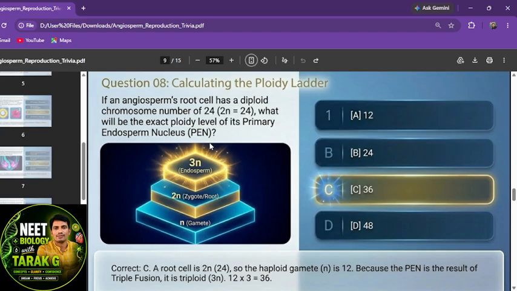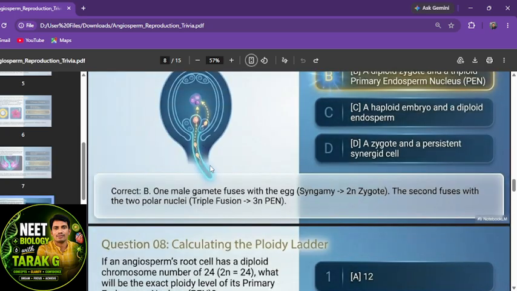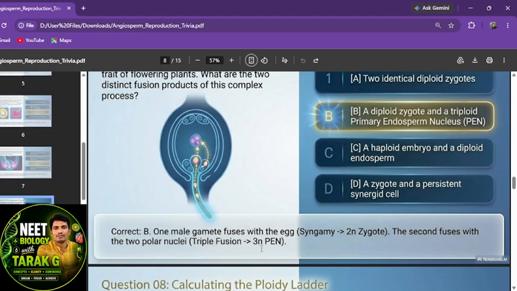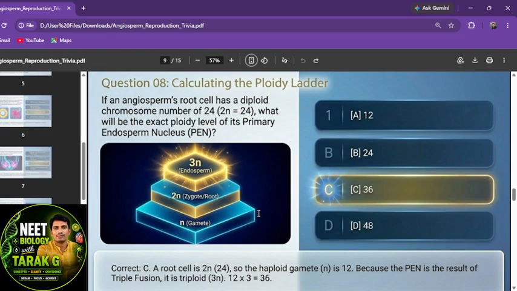In the previous question, we saw the endosperm, which is the PEN, a triploid. They have given options here: A 12, B 24, C 36, D 48. In this case, the root cell has how many chromosomes? 24. That's 2n. Therefore, the haploid number will be 12, obviously. Now, how is the primary endosperm nucleus formed?